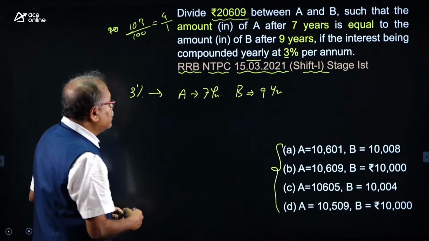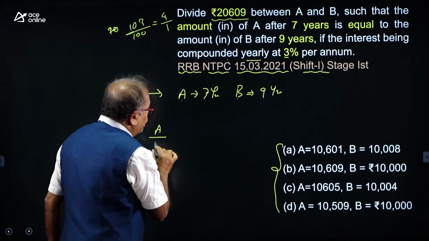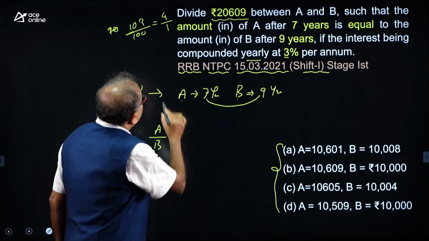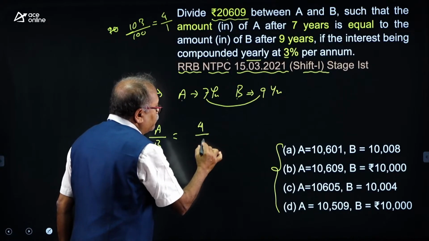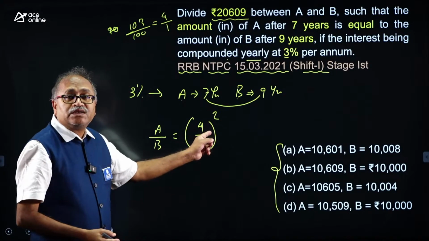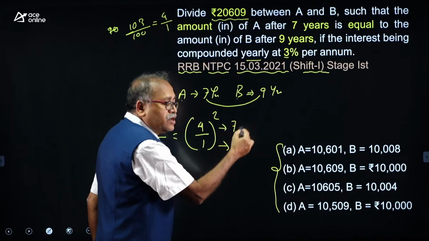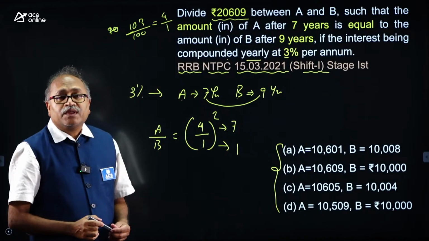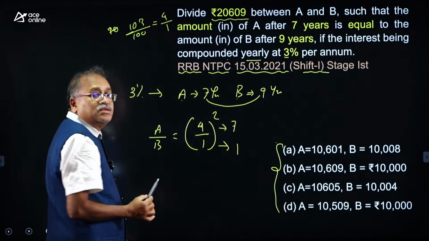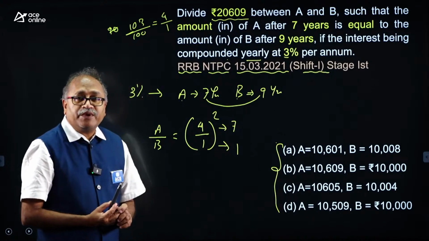Now, what I do over here is A by B. What is the difference over here? 2 years. So, I will take this 4 by 1 to the whole power 2, and 4 square is 16, that is 6 plus 1 is 7, and 1 to any power is 1. So, when I add up the options, the A sum should be 7 and B sum should be 1.